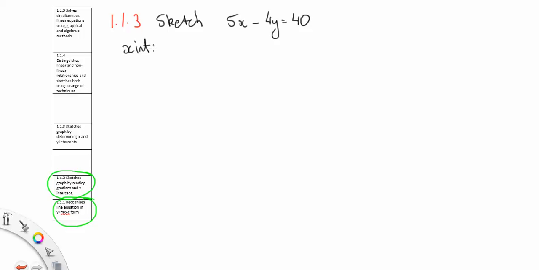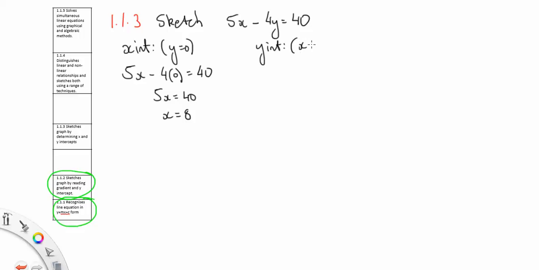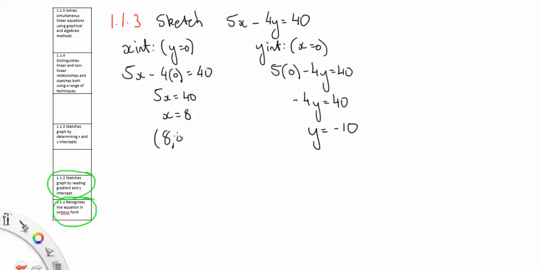You can find the x-intercept by making y equals 0. Sub that in, you get 5x minus 4 times 0 equals 40, which leaves 5x equals 40. So x equals 8. And then to find the y-intercept, you make x equals 0. So you get 5 times 0 minus 4y equals 40, minus 4y equals 40, and then y equals negative 10. So that's the x-intercept, that's the y-intercept.